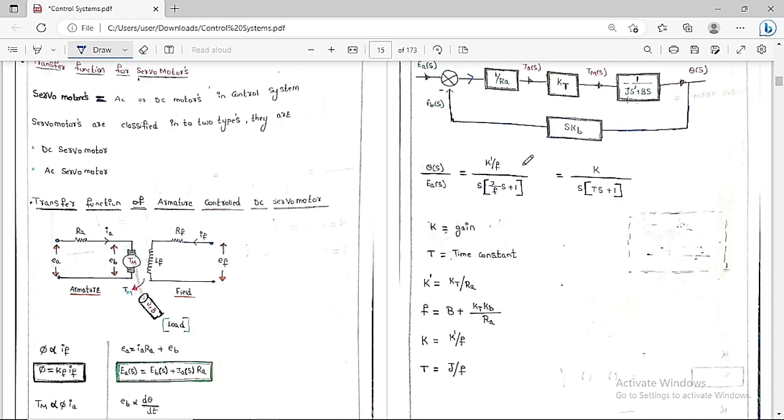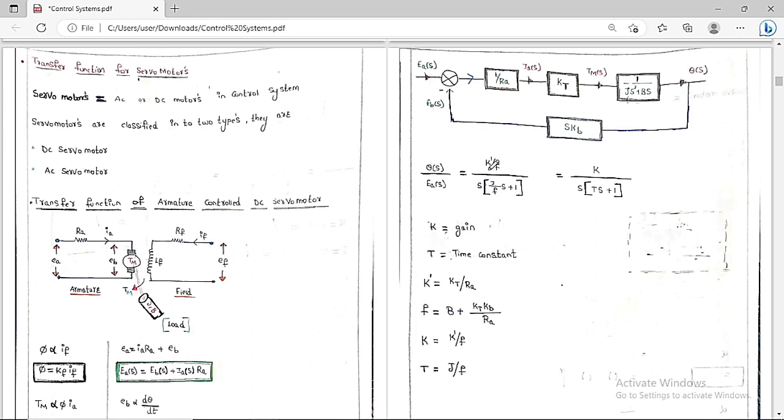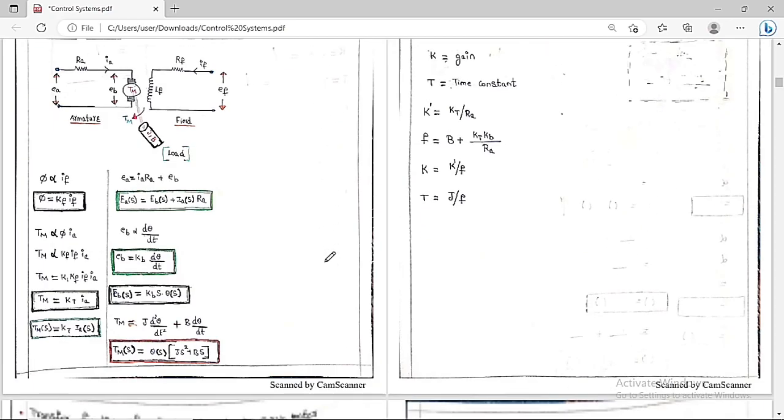So this is the overall transfer function of this armature control DC servo motor. The output is theta(s) and the input is Ea(s). So basically it is a second order system with one pole at 0 and the other pole at minus 1 by T, the gain is K and there are no zeros. This is all about the transfer function of the armature control DC servo motor, where the input is armature voltage Ea and the output is the angular displacement.